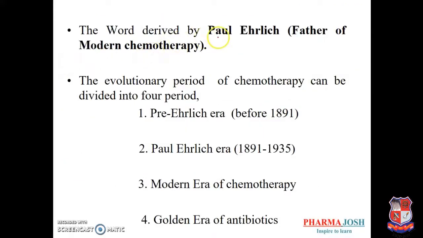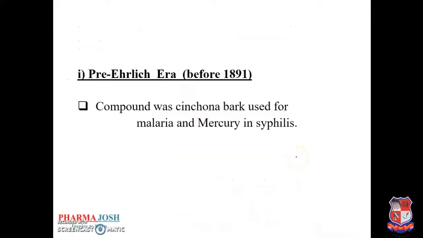The word chemotherapy was coined by Paul Ehrlich, the father of modern chemotherapy. The evolutionary period of chemotherapy can be divided into four periods, meaning the history behind chemotherapy. First, the pre-Ehrlich era, that means before 1891. Second, the Paul Ehrlich era. During the Paul Ehrlich era, 1891 to 1935, what things were happening? Then the modern era of chemotherapy and the golden era of antibiotics.